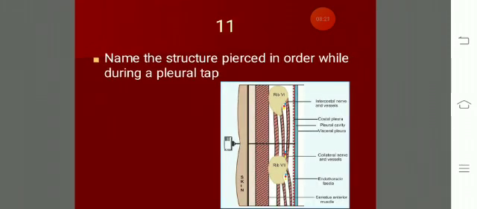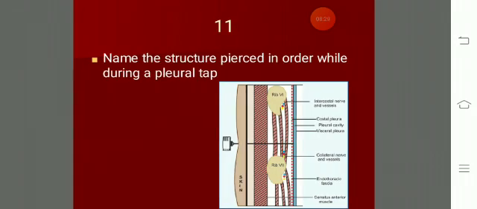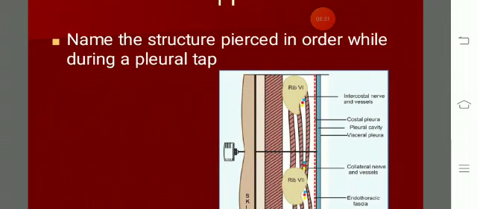Next question. Name the structures pierced in order while doing a pleural tap. Very easy. Starting from skin, then fascia. Inner to that, you're doing a pleural tap in the mid-axillary line. So commonly you will see the next layer as a serratus anterior muscle. Remember serratus anterior we took on upper limb? So then serratus anterior will be pierced.